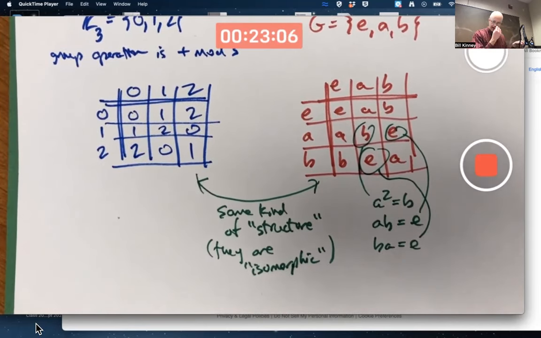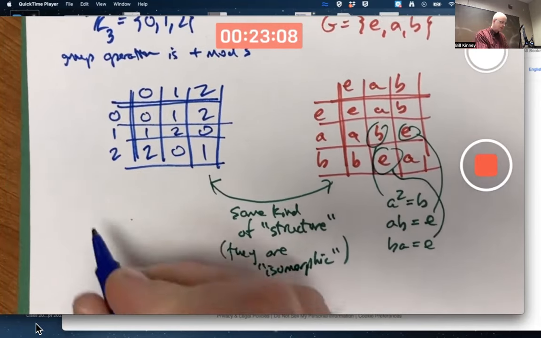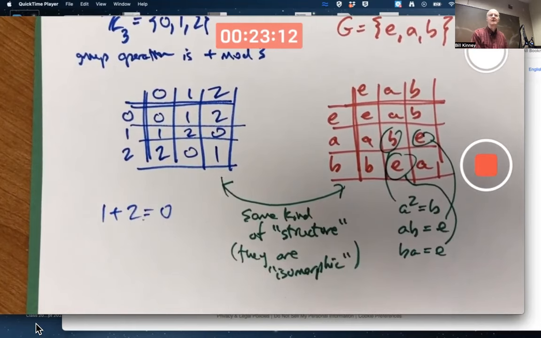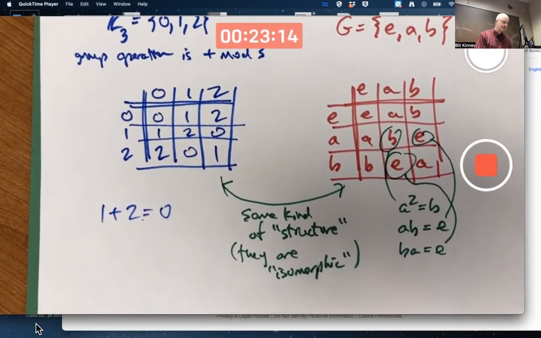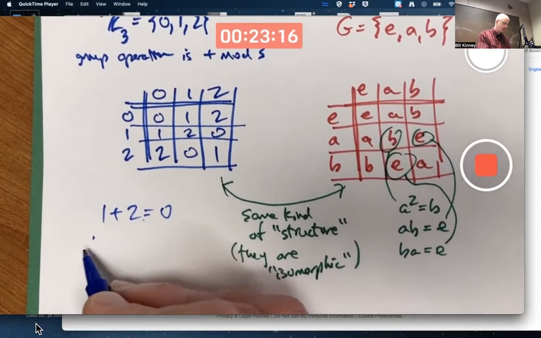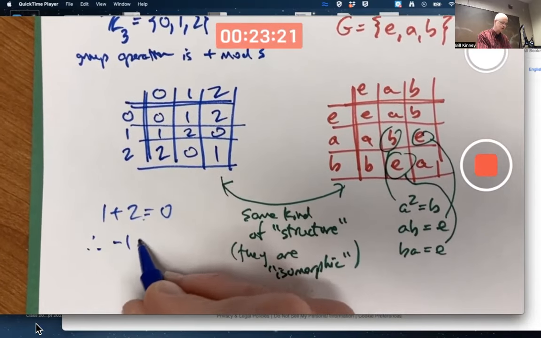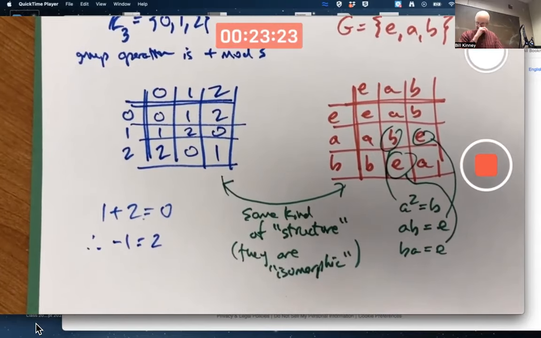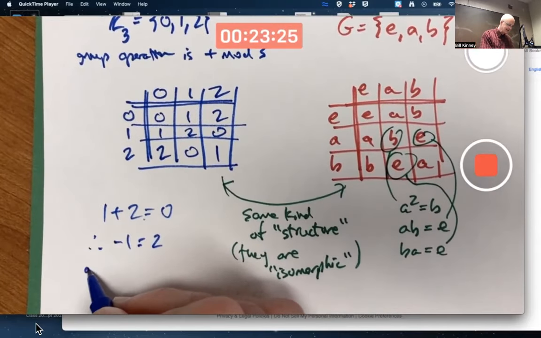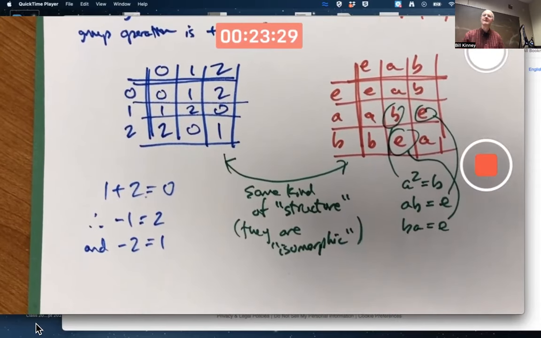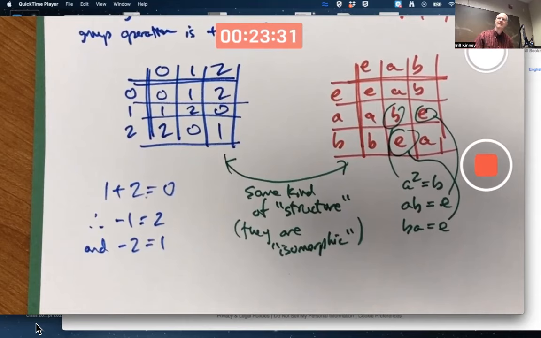In Z3, I could write things, yes, like 1 plus 2 equals 0 mod 3. Therefore, the additive inverse of 1 is 2. Negative 1 equals 2, you could write. And you could also say negative 2 equals 1. The additive inverse of 2 is 1, mod 3.